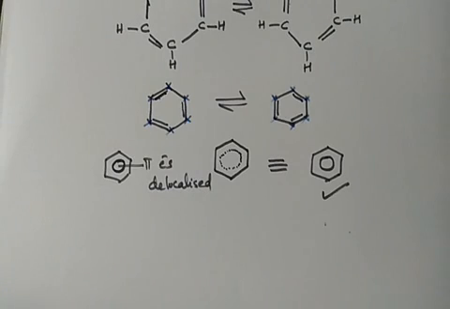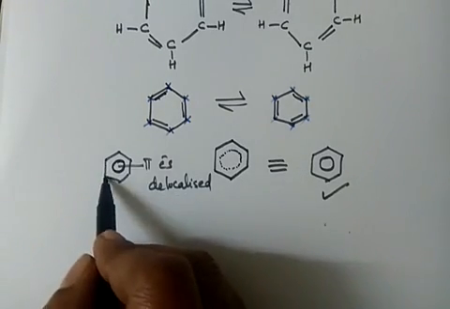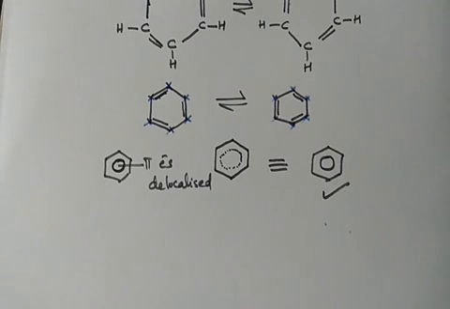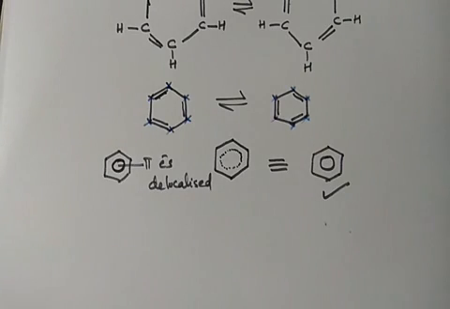It is not localized on a particular carbon atom. It is delocalized on all the carbon atoms. So a pi electron, whether it belongs to this carbon or this carbon or this carbon, we cannot say it. We cannot say which carbon it is on. Okay, the pi electrons are delocalized in all the carbon atoms, or delocalized in the benzene ring.